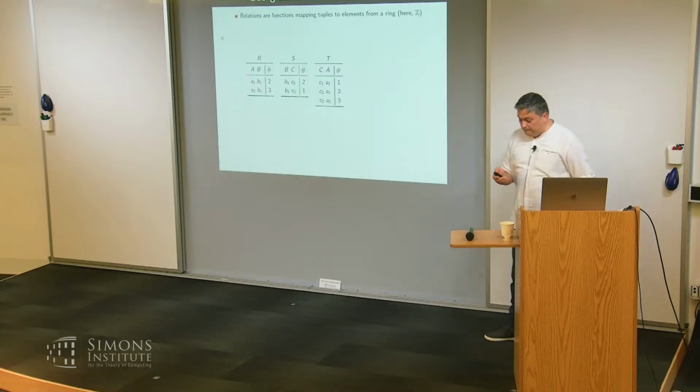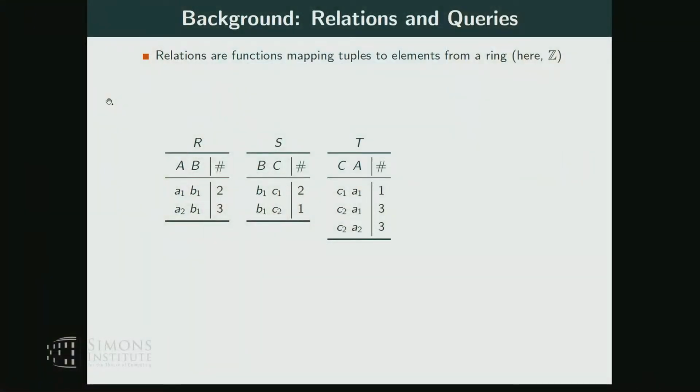So let me go back to the model, if there are no further questions. We consider relations like this, with sets of tuples, but we extend them a little bit. What is sometimes called factors in AI, we see them as functions that map tuples to elements from a ring. So here, for instance, I use the Z ring, and I use these numbers 2, 3, and so on to represent the multiplicities of the tuples.